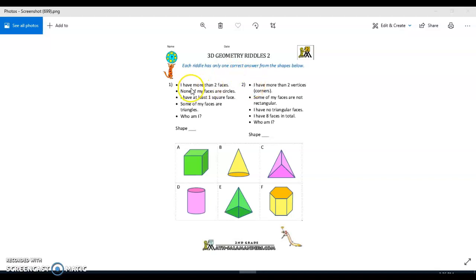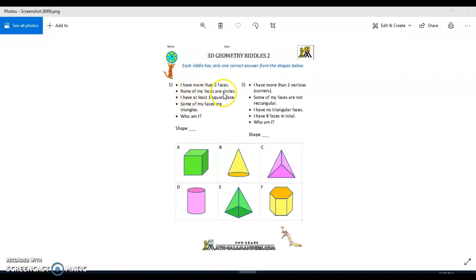I will do this one with you just because it's something new. So let's do it step by step. I have more than 2 faces. So we know that letter B and letter D cannot be it because this one only has 1 face and this one has 2. And they're saying they have more than 2.